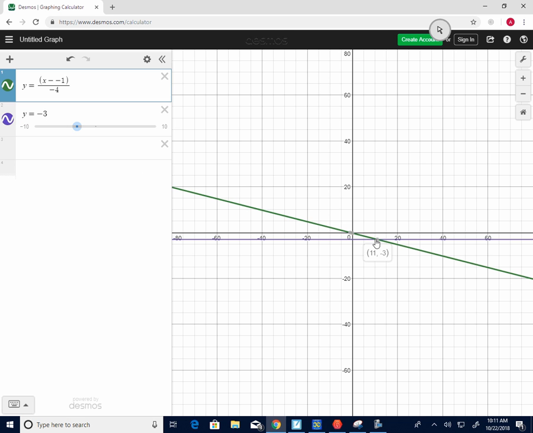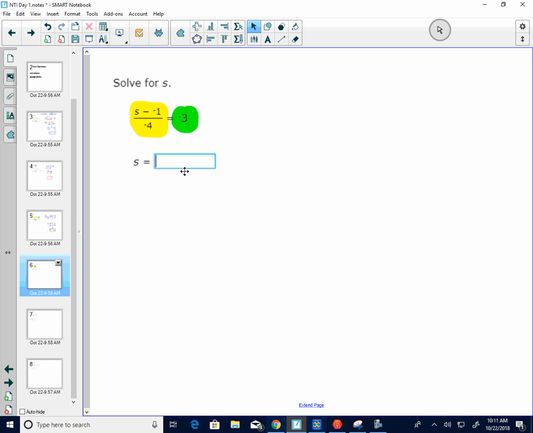The point where they cross, right here, is x is equal to 11. So our answer over here, s, should be equal to 11. If we work it out, let's see if we get the same answer as we did with the calculator.